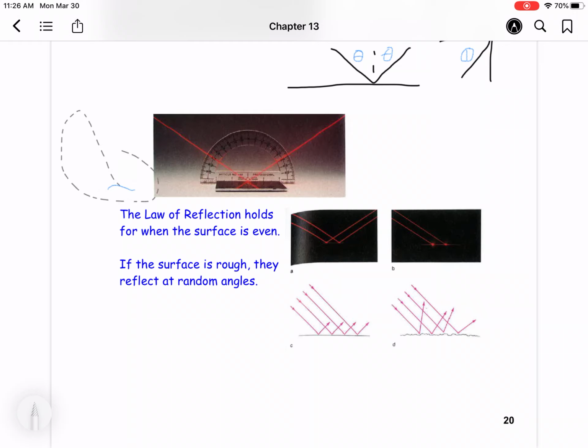It's a nice blue line there. Okay, so it holds true when the surface is even, but of course, if the surface is rough, it doesn't quite hold true. So we're usually going to talk about mirrors or glass or things that are reflective, right? Things that are reflective are generally going to follow this law of reflection.